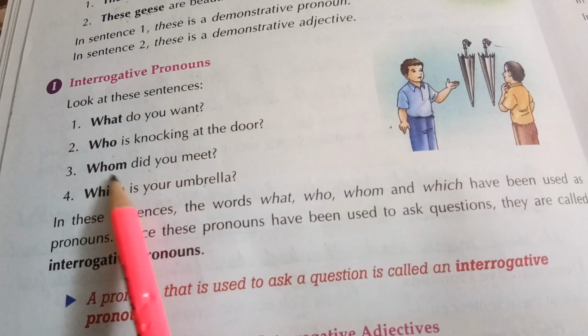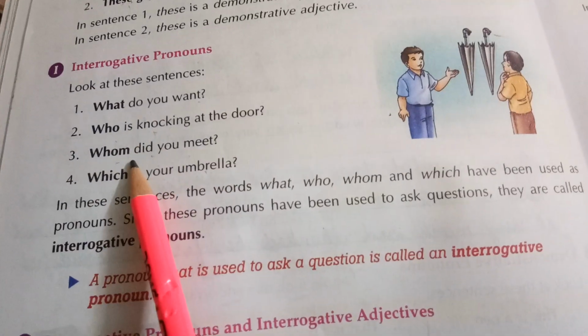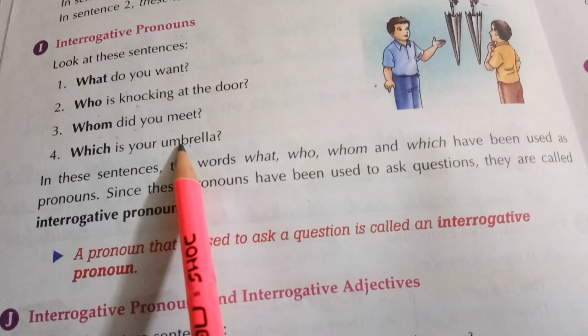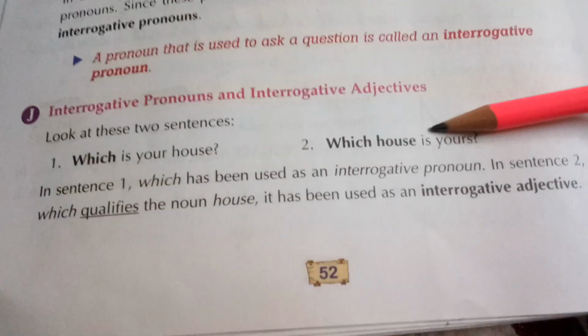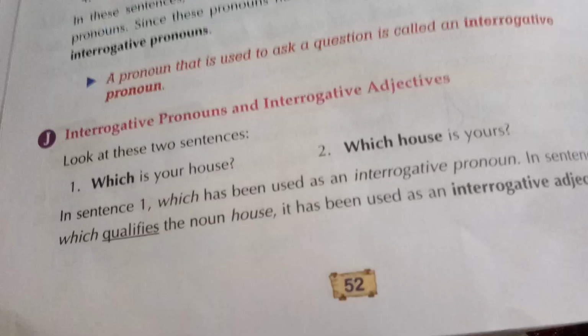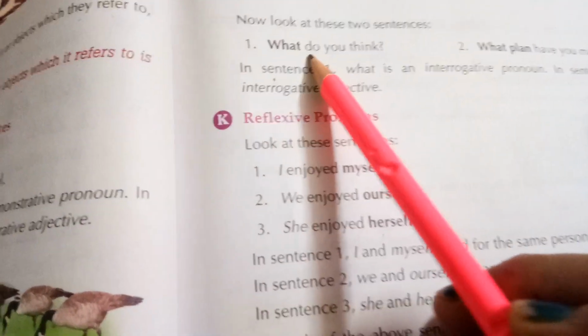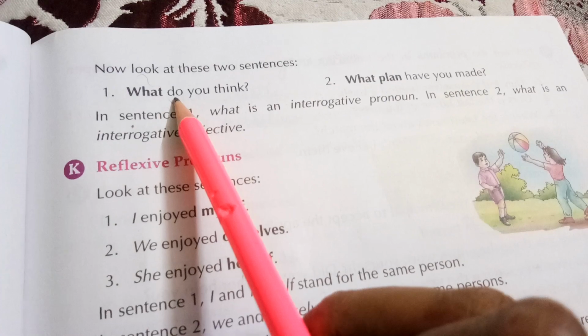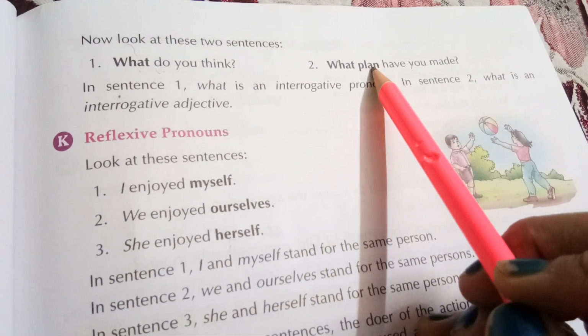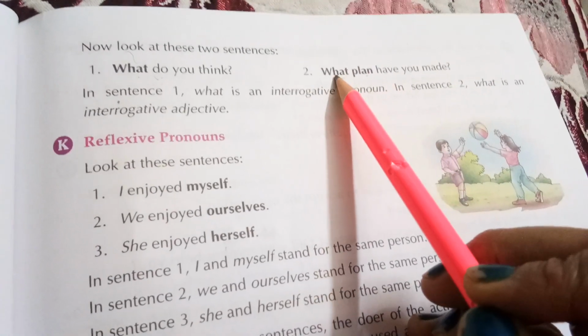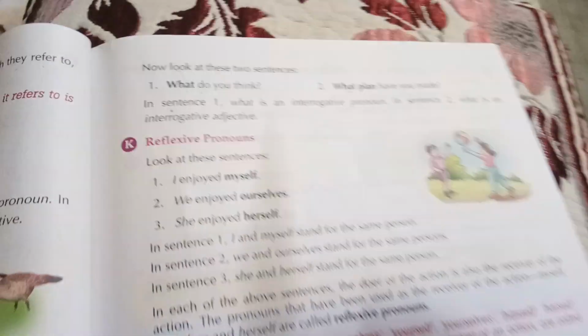Same process is there. If these question words are followed by a verb, then these are pronouns. If they are followed by a noun, then they become adjectives. Similar explanation has been given here. Which is your house? This is a pronoun. Which house is yours? This becomes an adjective. What do you think? Do is a verb, so it is a pronoun. What plan have you made? Plan is a noun, so this becomes the adjective.